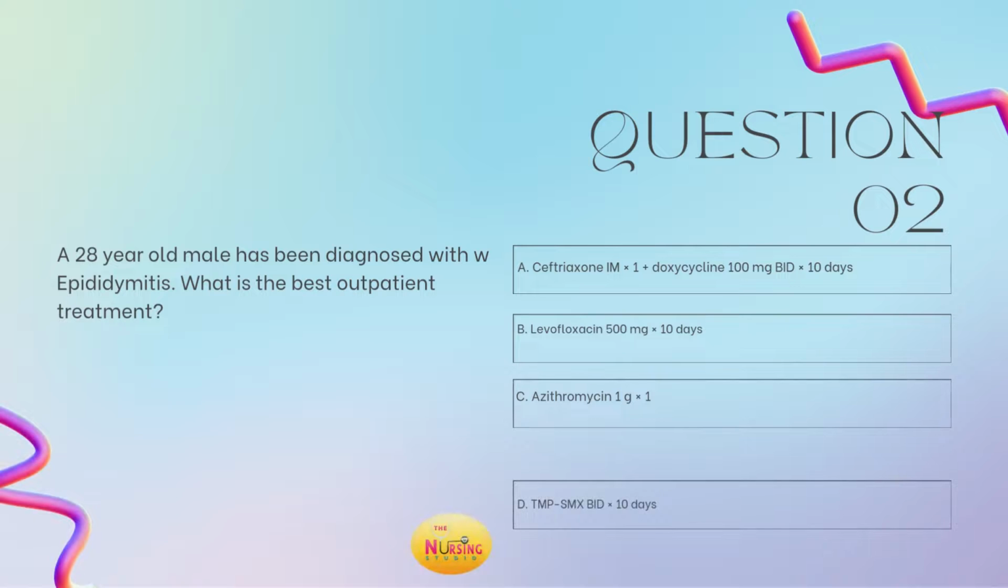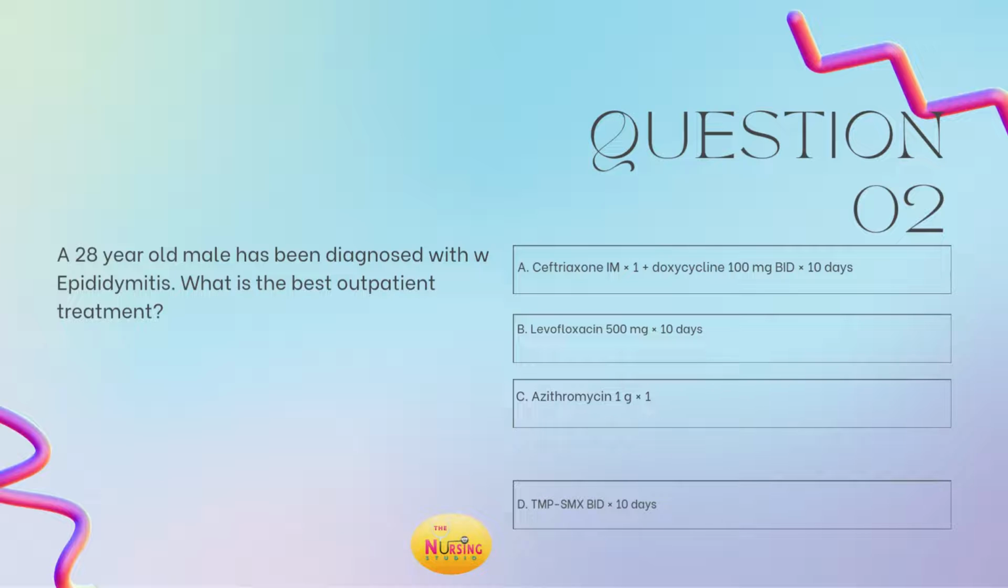All right, question number 2. A 28-year-old male has been diagnosed with epididymitis. What is the best outpatient treatment? Is it A, ceftriaxone plus doxy? Is it B, levofloxacin? Is it C, azithromycin? Or is it D, Bactrim? Take a moment and tell me what you got in the comments, y'all.